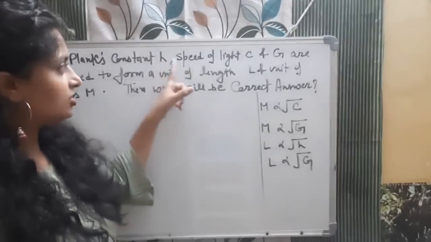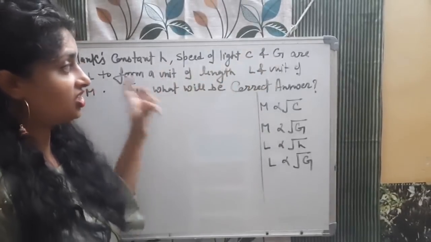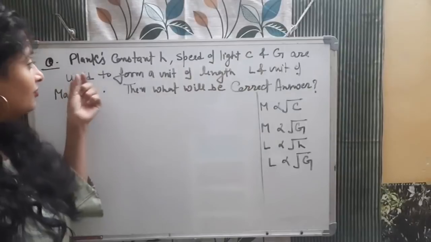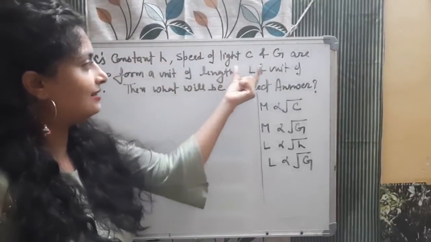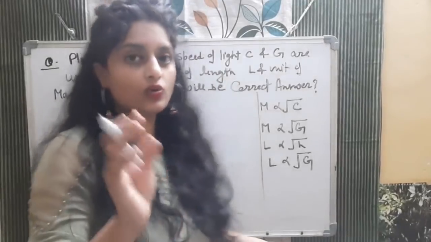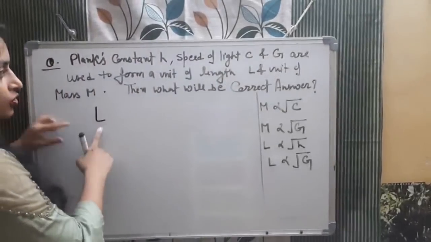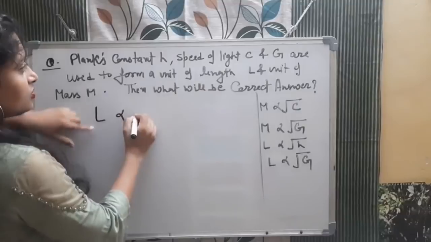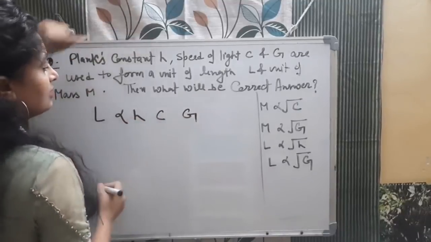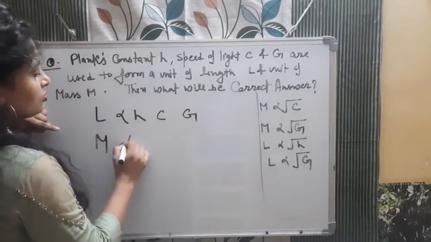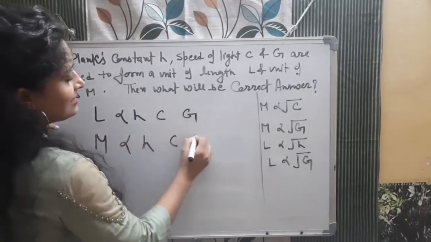Planck's constant h, speed of light c, G the gravitational constant. That is given to us. We need to use these to form a unit of length and a unit of mass. So we need to find the unit of length in terms of h, in terms of c, in terms of G. Then we need to calculate mass also in terms of h, c and G.